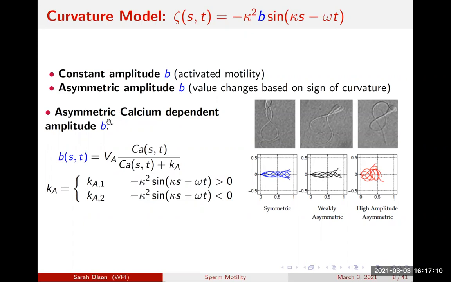And then we can also do something where we couple it to calcium. So calcium is known to cause these asymmetric beat forms and allow for hyperactivated motility. And here's a bull sperm, two beat forms and some model simulations. And what we do there is, instead of just forcing an asymmetry, we have a spatiotemporal calcium concentration, which feeds into this preferred amplitude.